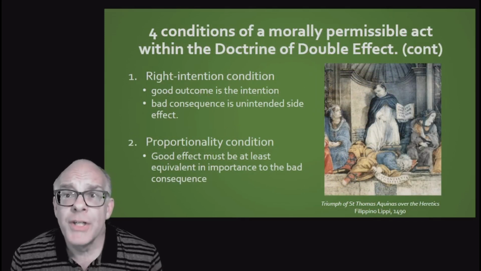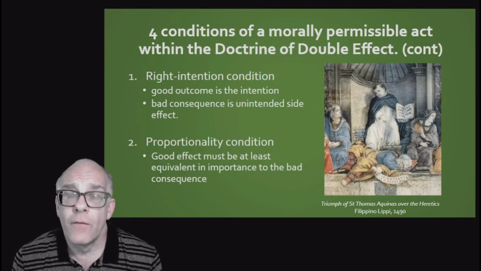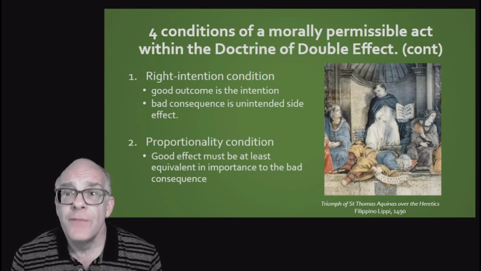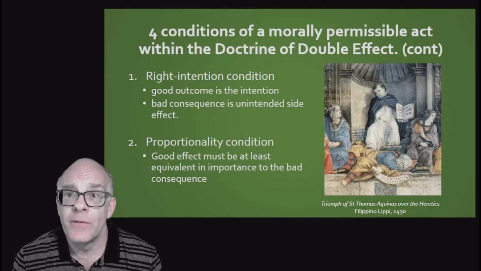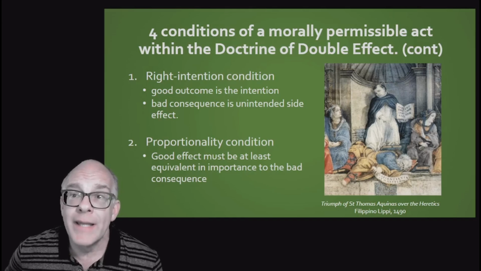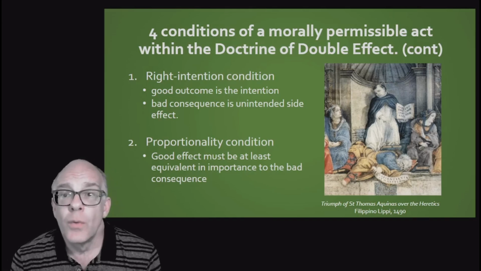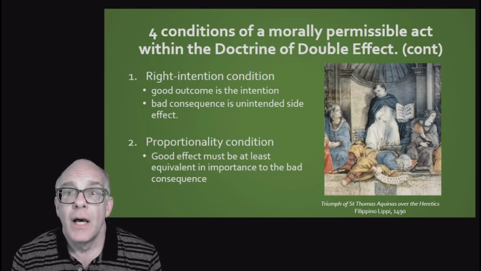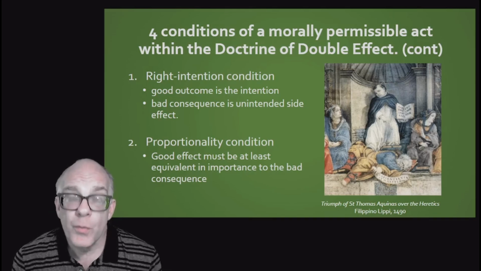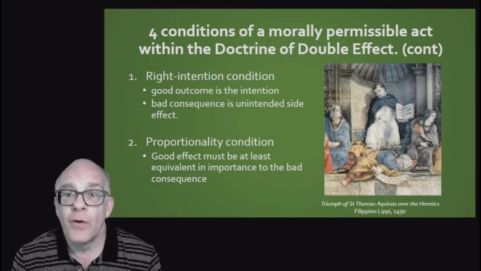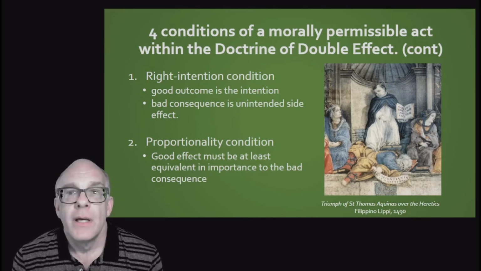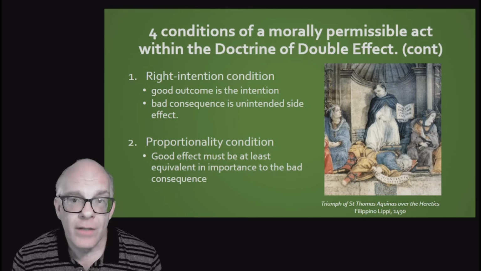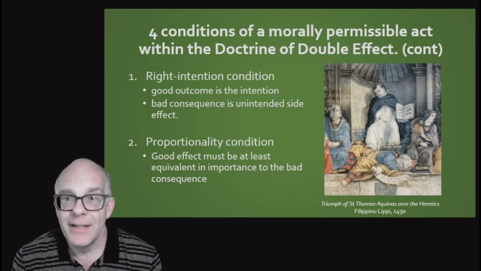Now, the continuation of what you need to consider for determining what you should do if you have 2 moral principles that are at odds with one another, this concept of a doctrine of double effect. We need to have a right intention condition. And so the good outcome is the intention. And so we're trying to do good. We're trying to have a beneficial outcome that is going to be favorable at the end. And if there's a bad consequence, in the trolley car problem, the killing of the innocent person, it should be an unintended side effect.